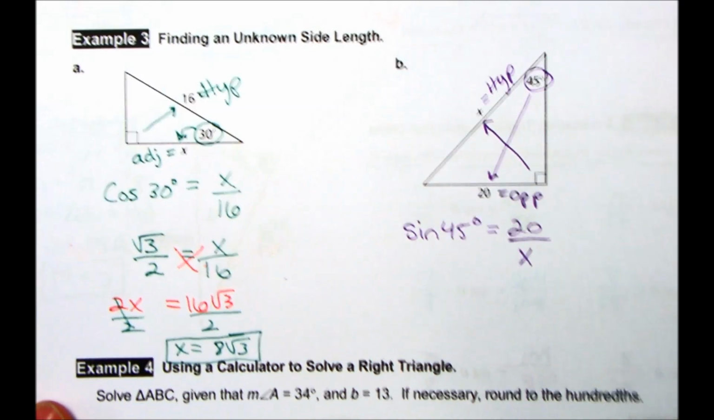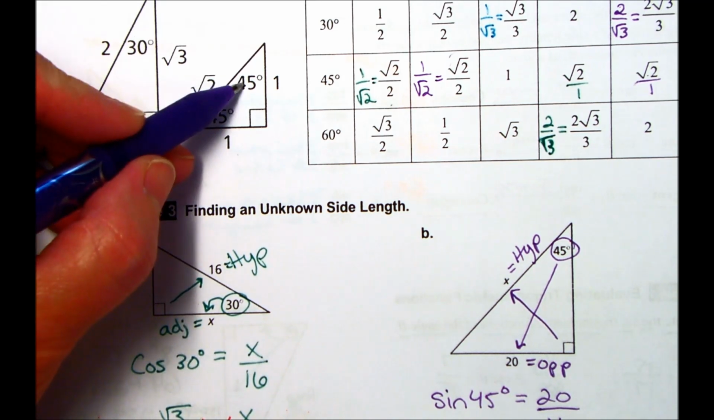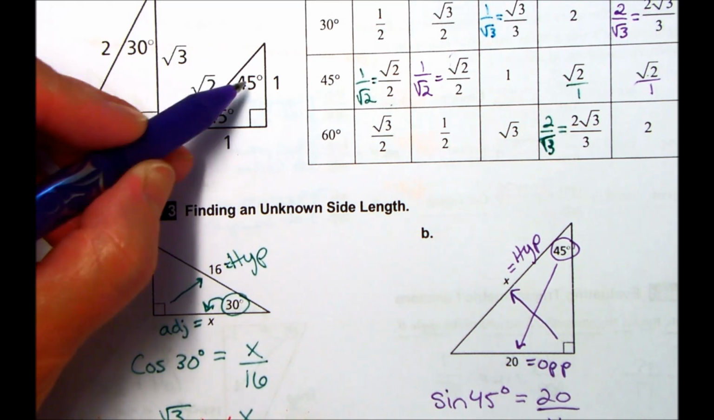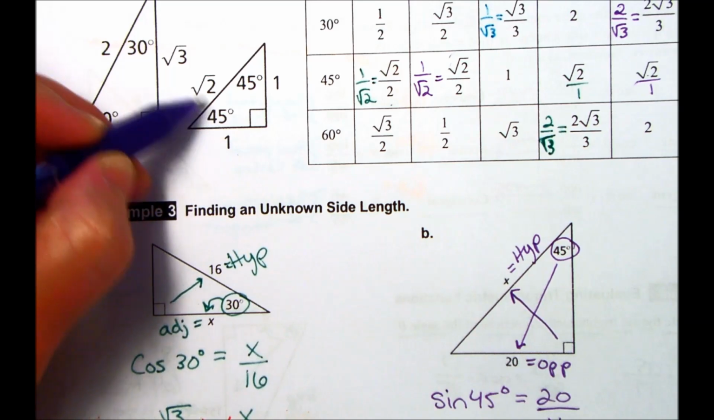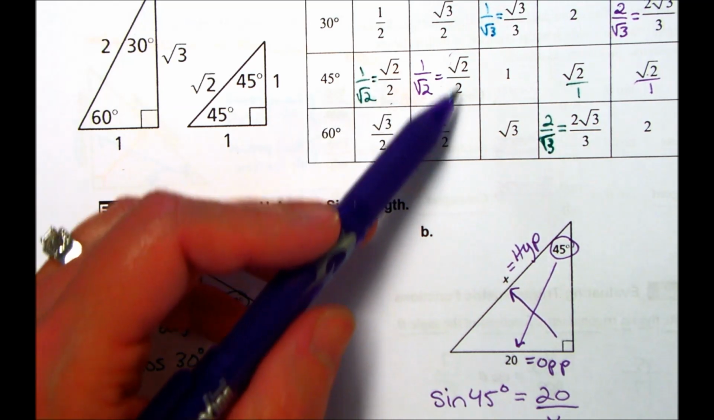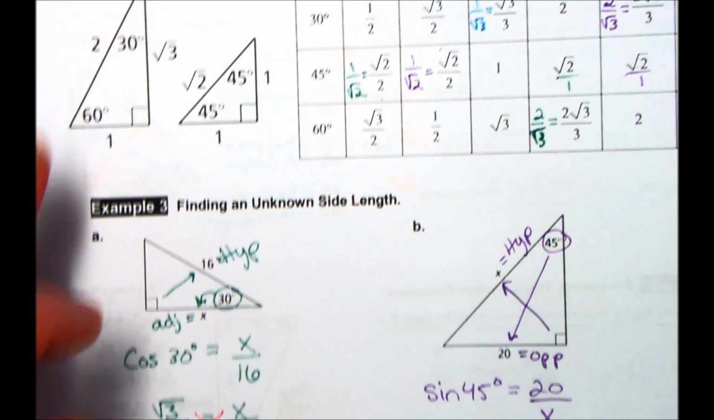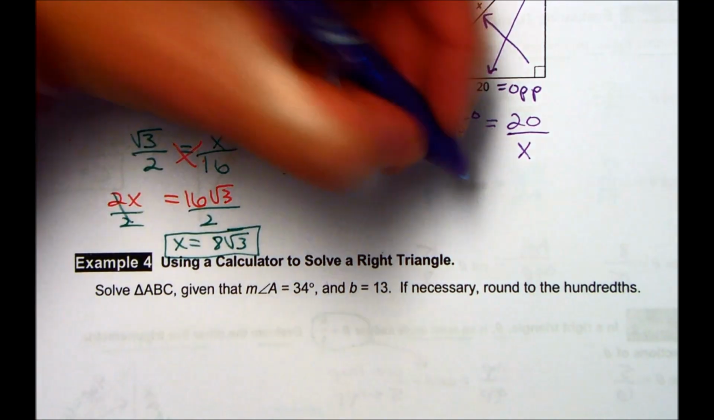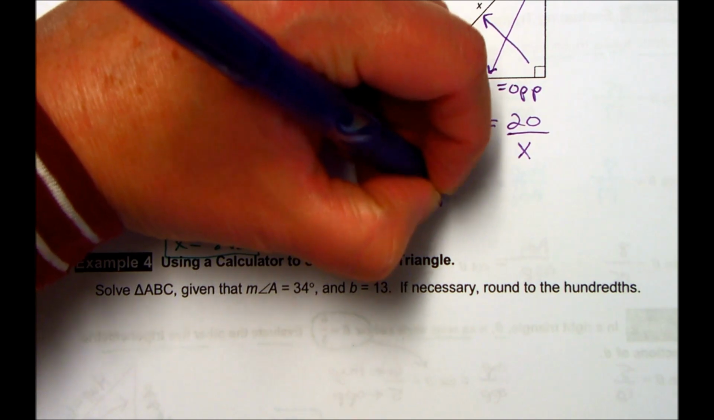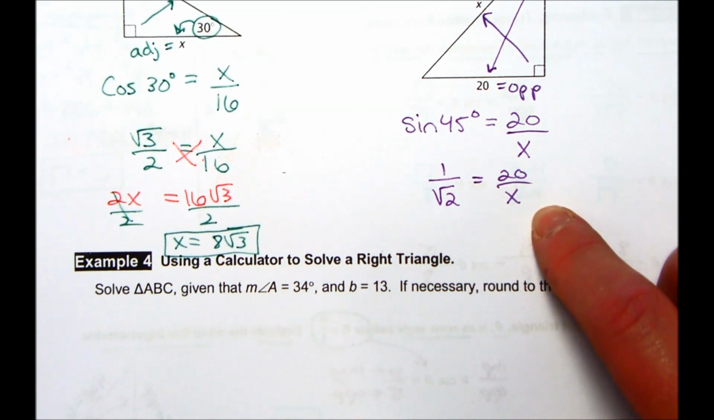If you know your special right triangles, look back at your 45, 45. If we take either one of these 45s, the opposite ratio is 1 over the hypotenuse, which is square root of 2. So sine 45 is going to equal 1 over the square root of 2. You don't have to necessarily worry about using the simplified radical. You could use square root of 2 over 2, or 1 over square root of 2. I would use 1 over square root of 2, since that's not my final answer. So sine 45 degrees can be replaced with 1 over square root of 2, and that's going to equal 20 over x.